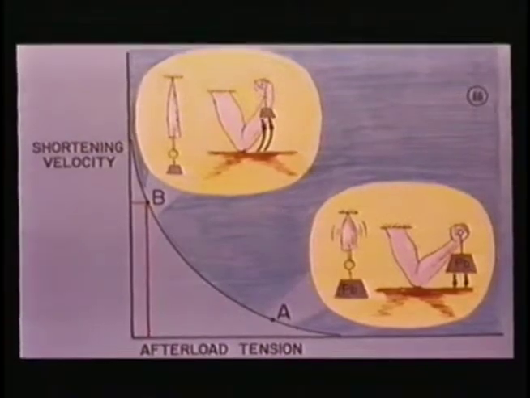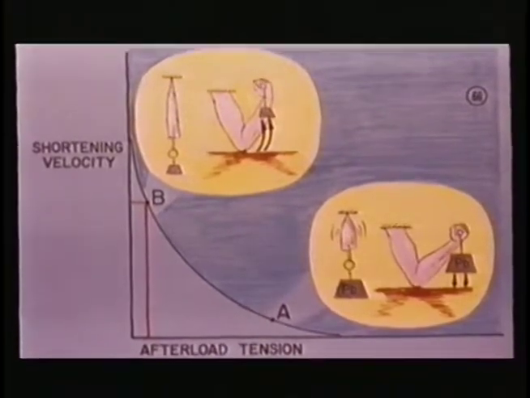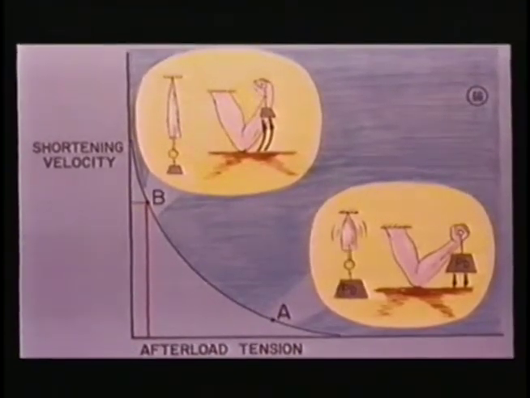The inverse relation between load and rate of shortening is characteristic of all striated muscle and follows the common experience of lifting a load. A heavy load, corresponding to a high afterload tension, can only be lifted slowly, but a light load can be lifted much more rapidly.